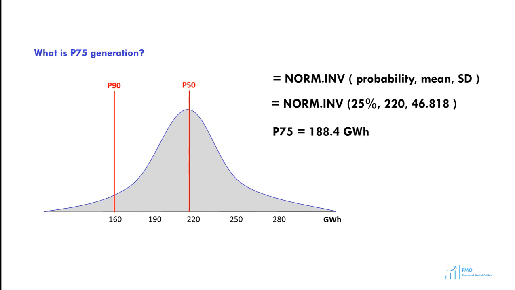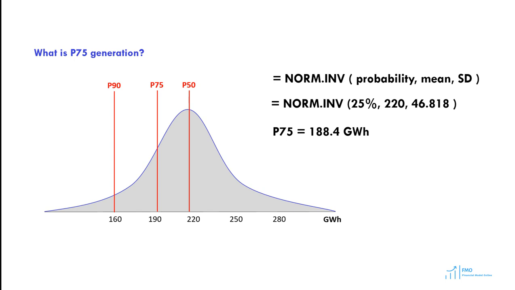This means that there's a 75% chance that the project's energy production will exceed 188.4 gigawatt hours in any given year. The opposite is the probability, which means that there is a 25% likelihood that annual energy production will be less than 188.4 gigawatt hours in any given year. In this way, we can find out annual energy generation that corresponds to any p-value.